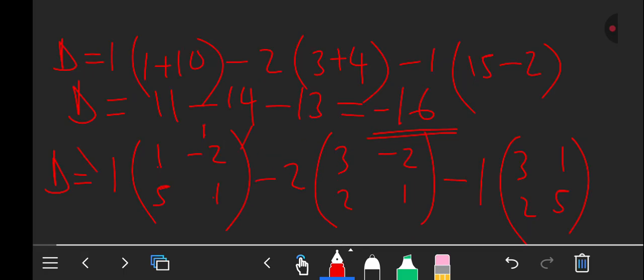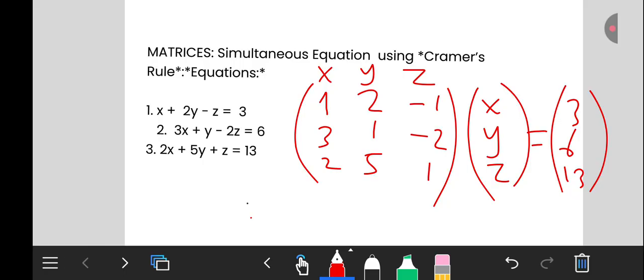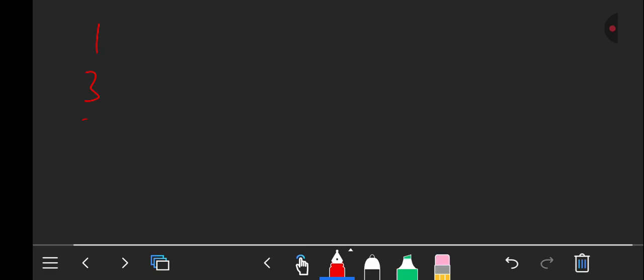Then let's move on to determinant of y. So to find the determinant of y, we substitute y there. We substitute these values, right? Okay, so what we're going to have now will be equal to this. So we're going to have 1, 1, 3, 2. Then we'll have 3, 6, 13. Then we'll have -1, -2, and 1. So let's find the determinant.